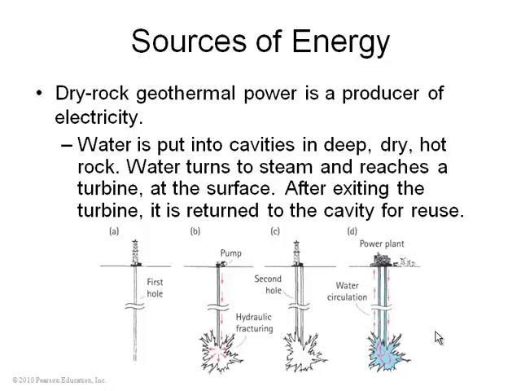You also have dry rock geothermal power, a producer of electricity. You put water into cavities in deep, dry, hot rock. If you dig down really far, it's very hot. The water turns into steam, and then it reaches a turbine at the surface. After exiting the turbine, it's returned back to the cavity for reuse. So what you're using is the heat of the earth to produce steam, and that steam can drive a turbine to make electricity.